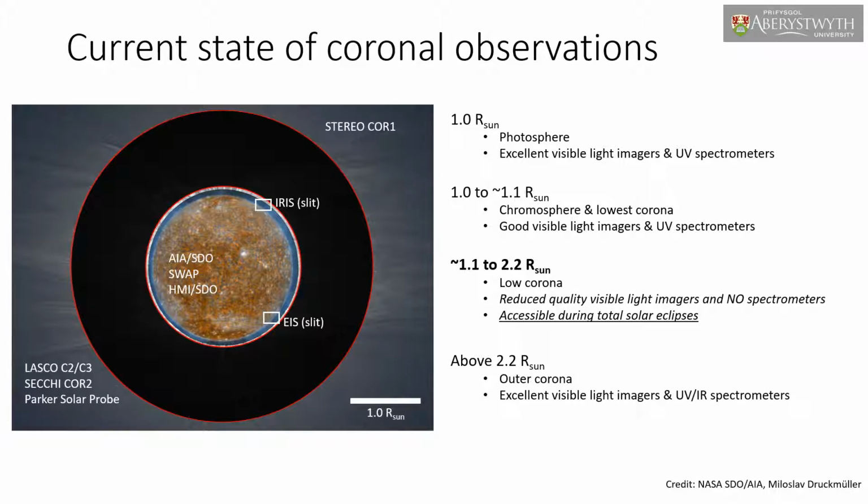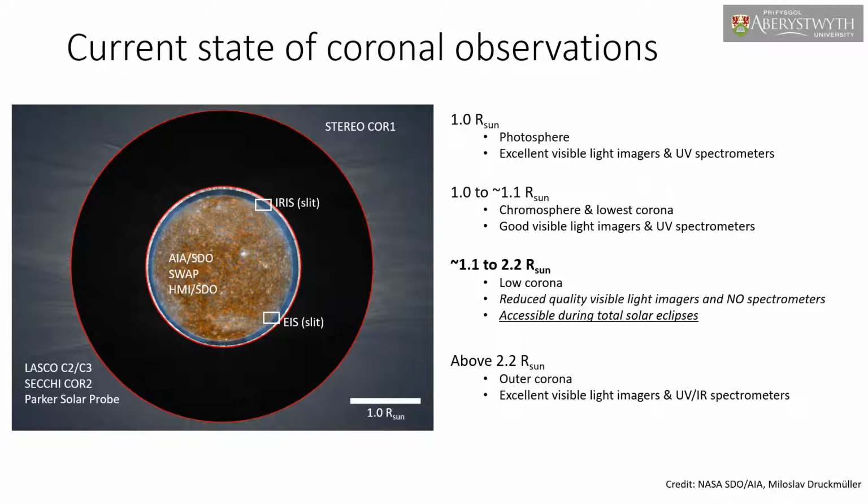There's perhaps a bit of the lowest portion of the corona covered here as well. Then you've got this gap, which extends from 1.1 to about 2.2 solar radii, which is the low corona. Unfortunately, this region only has reduced quality visible light imagers, some of which are decades old, and no spectrometers in any wavelength to my knowledge.